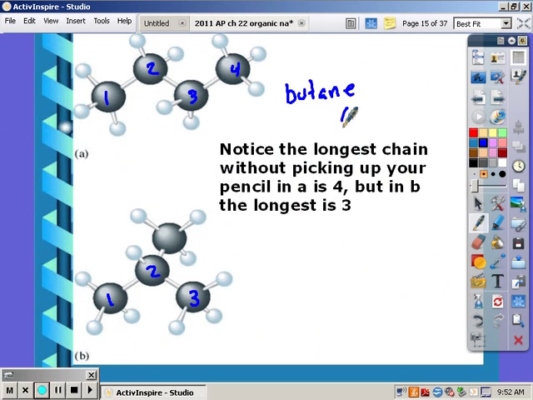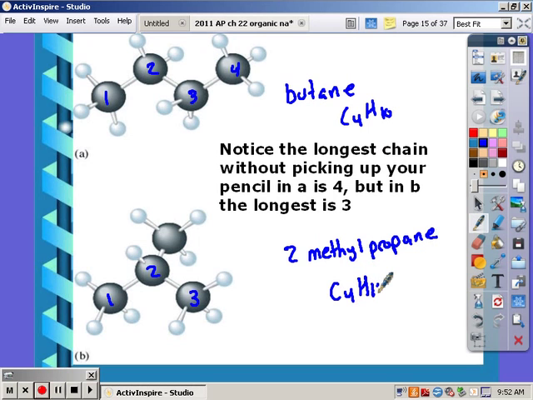The top one is butane with the formula C4H10. The bottom one is 2-methylpropane, having the formula C4H10. Notice you have the same formula but different names. Those are isomers of each other. They also would have different properties.